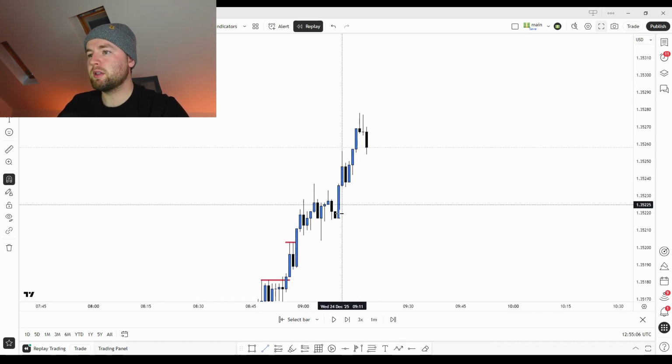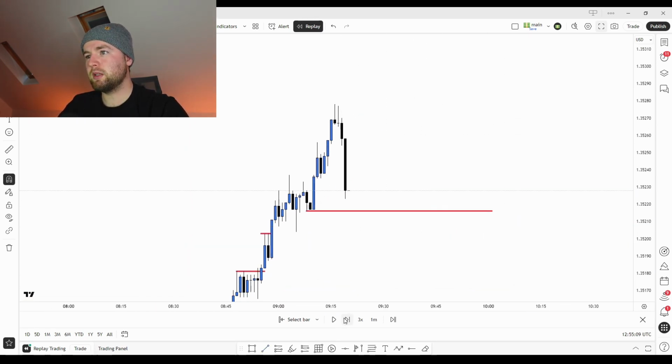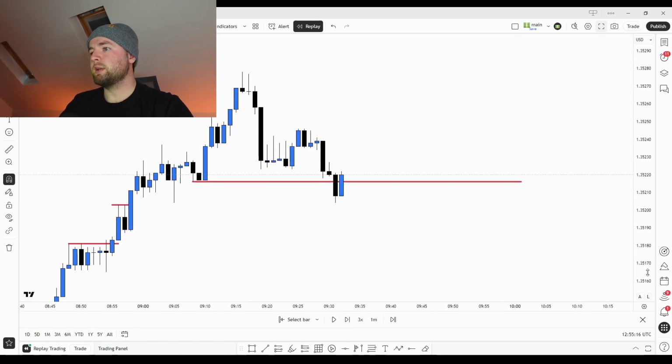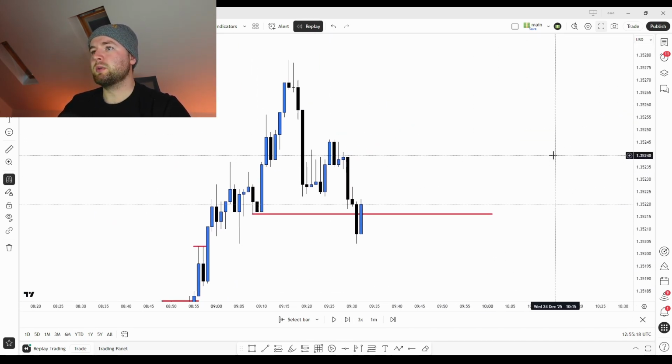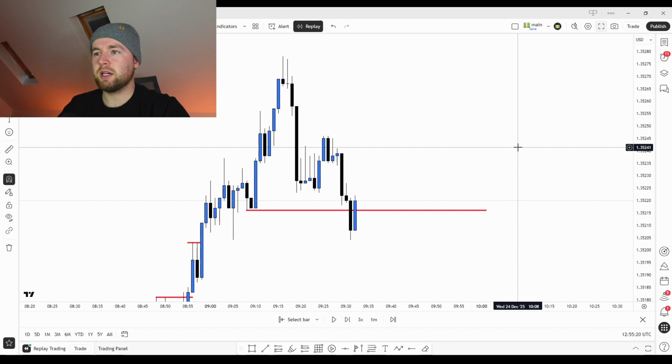Okay, and then we've got this low all the way down here, and when price comes and breaks this, let's wait for that break. There you go. So there's that break of structure. Next, we want to mark out fair value gaps or order blocks.